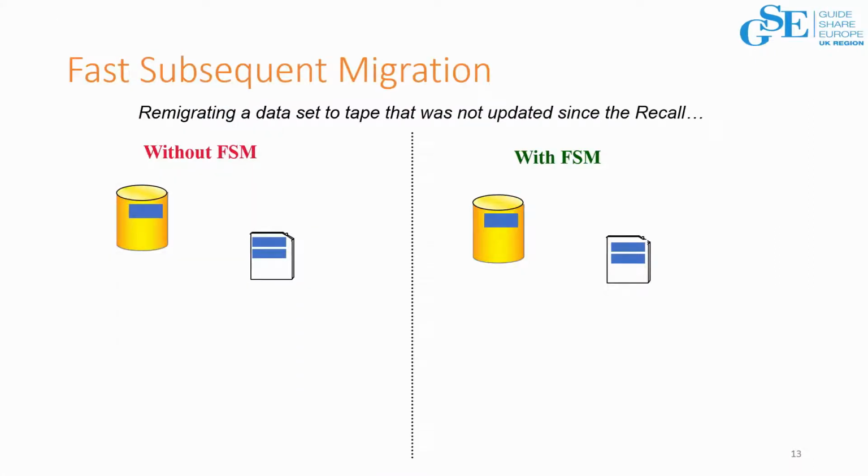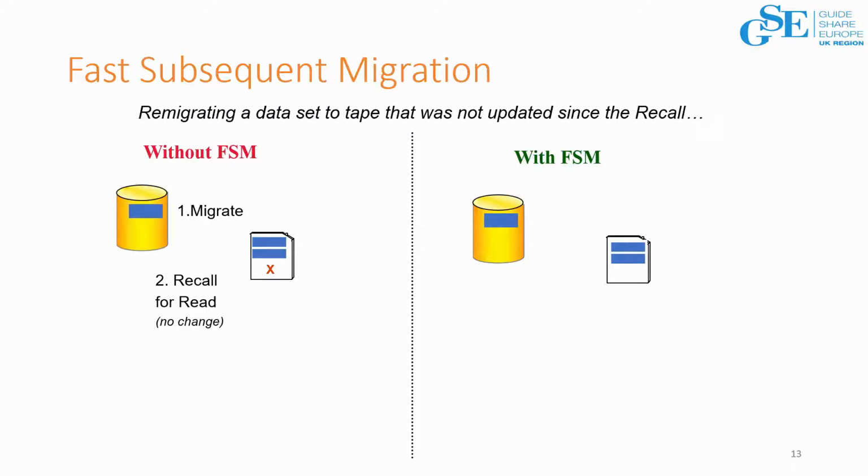We encourage HSM clients to enable fast subsequent migration. FSM eliminates unnecessary data movement when remigrating a data set to tape that was not updated since the recall. So here on the left, you see the default behavior without FSM enabled. We have an inactive data set that's migrated from primary storage to tape. And then the data set is recalled so that it can be read, but it's not updated.